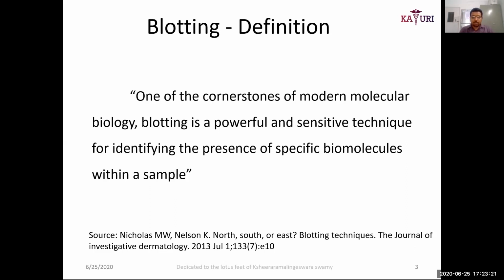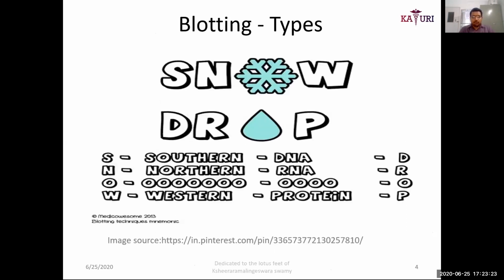Okay. So coming to the types of blotting techniques, my professor told me this mnemonic, the best thing to remember the types of blotting techniques. SNOWDROP is a mnemonic where S stands for Southern blotting, for DNA identification. N stands for Northern blotting, for RNA identification. O is common in both, so you can strike it off. And Western blotting technique is for protein identification.